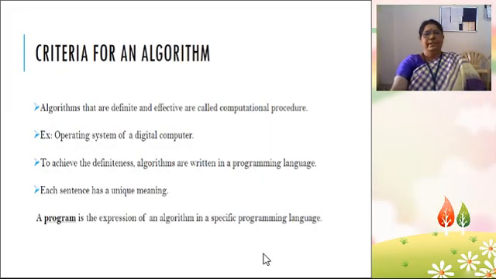So as I said earlier, algorithms that are definite and effective are called a computational procedure. A program is the expression of an algorithm in a specific programming language. So that is the difference between an algorithm and a program.